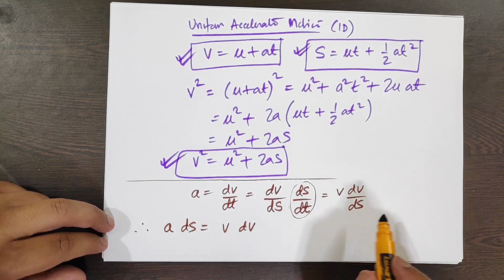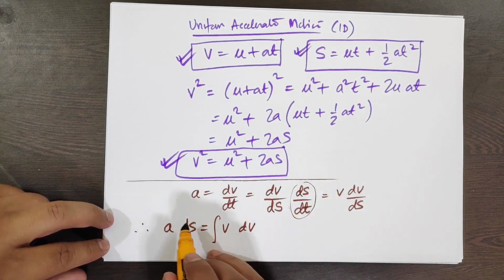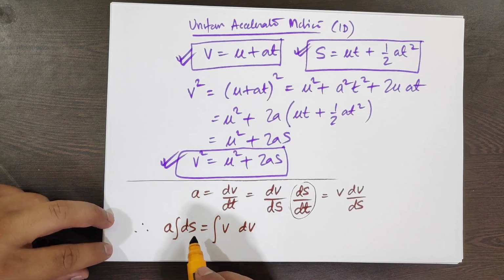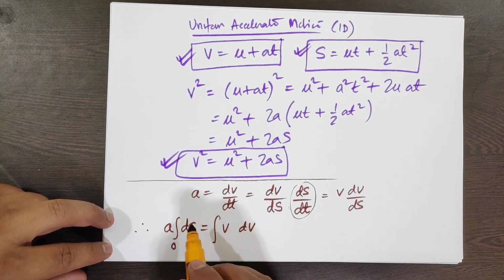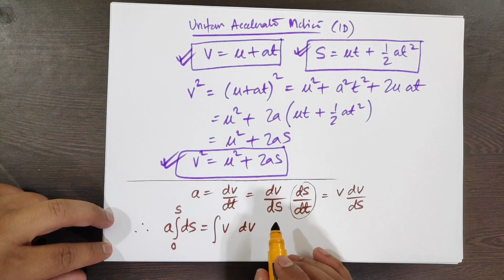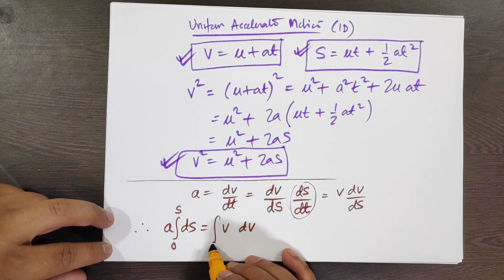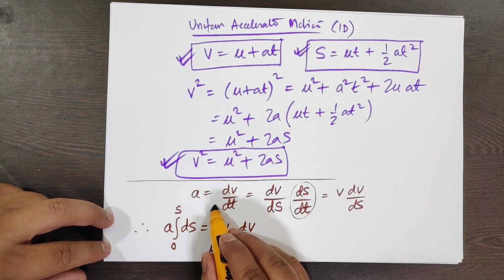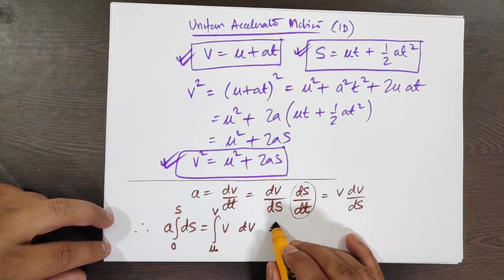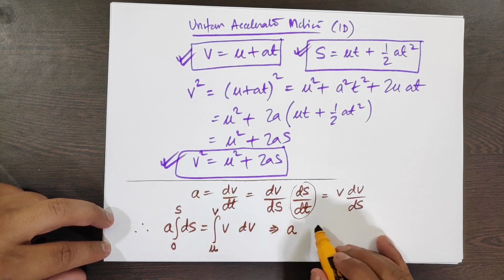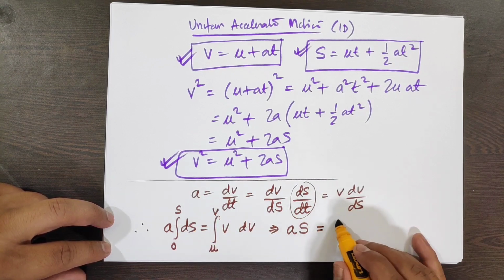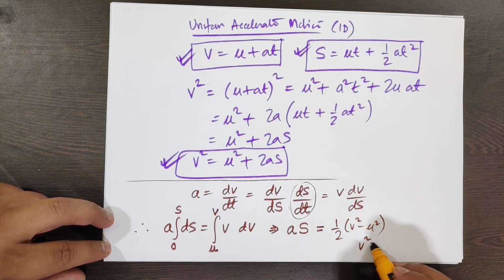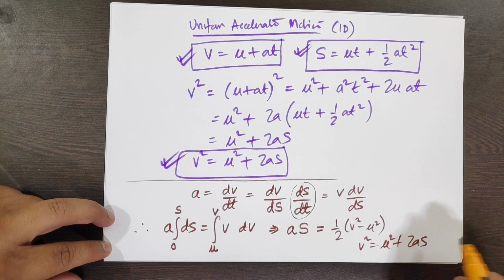So now integrate with limits. Here as a is constant, it will go outside the integration. Obviously it's for displacement, not for coordinates. So at time 0 it is 0, at time t it is s. At time 0 velocity is u. When velocity is u, displacement is 0. When velocity is v, displacement is s. So as equals half of v square minus u square. So you get v square equals u square plus 2as.